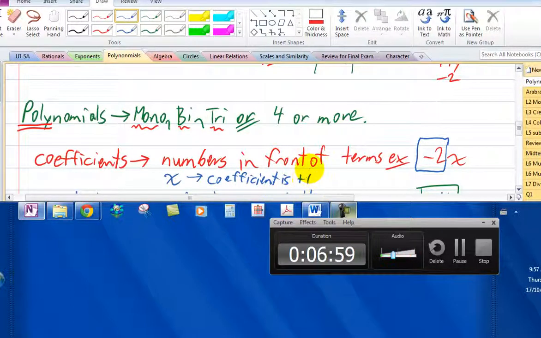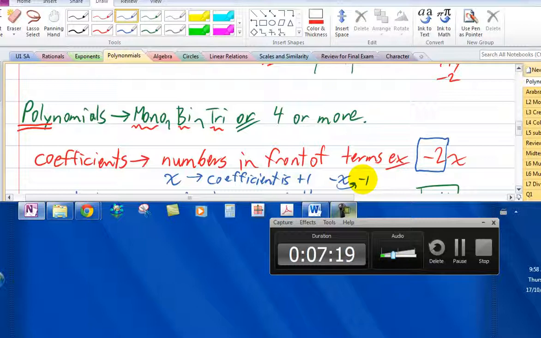Plus 1, versus negative x, where it is a negative 1. So we don't write those ones. Often I see it, and I don't really mark it wrong anymore, but try not to. Otherwise, it's like saying things twice, because you don't need to write a 1. I know it's a 1. You already wrote the letter.